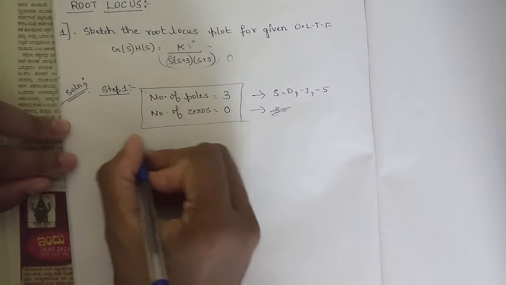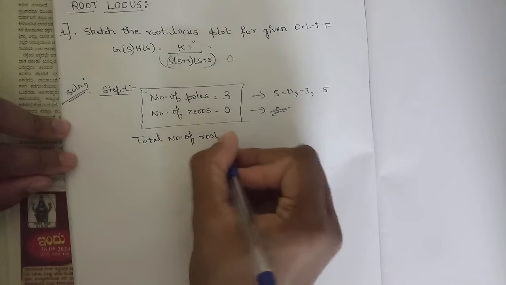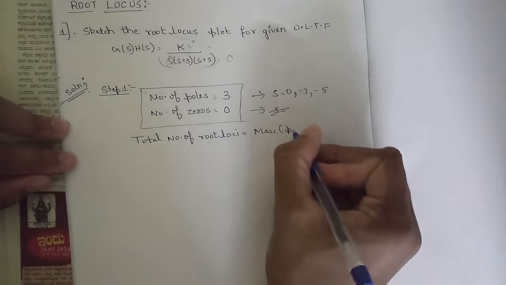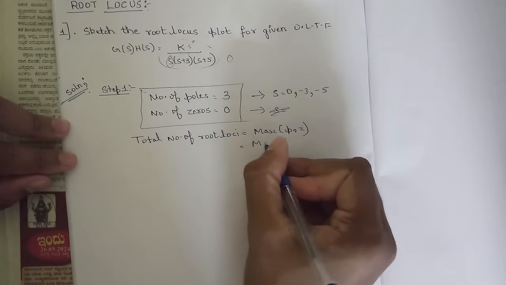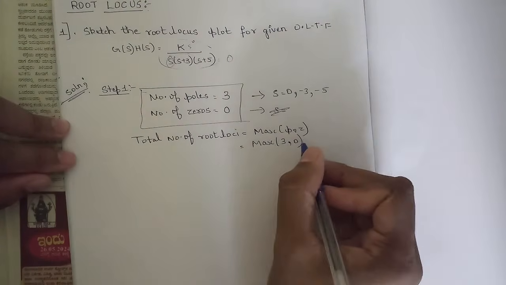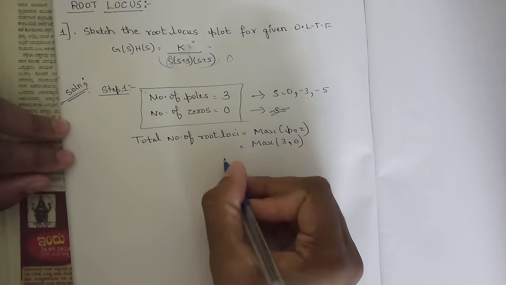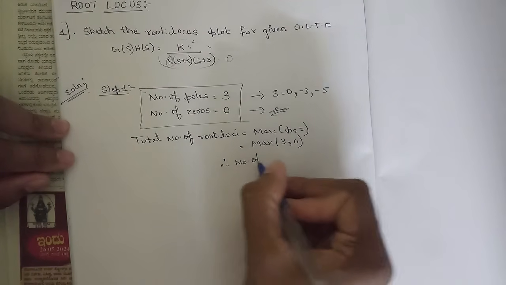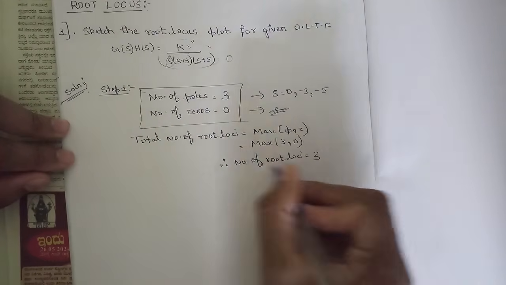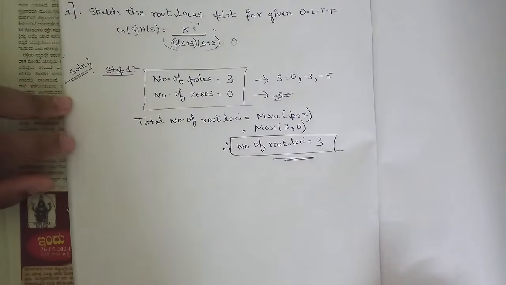Now the next thing is the total number of root loci. What is the formula for that? Max of number of poles and number of zeros. The number of poles is 3 and the number of zeros is 0, so the max is the highest number of poles, that is 3. Therefore the number of root loci in this case is 3. We are going to have 3 separate branches drawn in the graph. This is all about the first step.